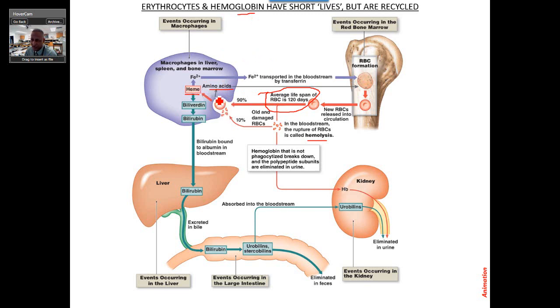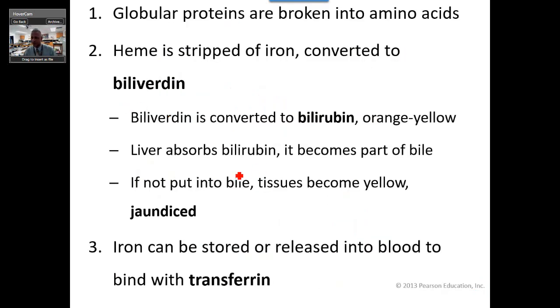So you've got a bunch of molecules that pick things up. I'm going to come back to this. Pause the video for a second, and when you're looking at the picture, see if you can pick out these three molecules, because they're very important. As this says, the globular proteins are broken into basic amino acids, and they'll be used wherever you need amino acids. The biliverdin is the next step. When you take the iron off, it becomes biliverdin. Biliverdin is converted into bilirubin. This is that orange-yellowish color. Verdin is going to be greenish.